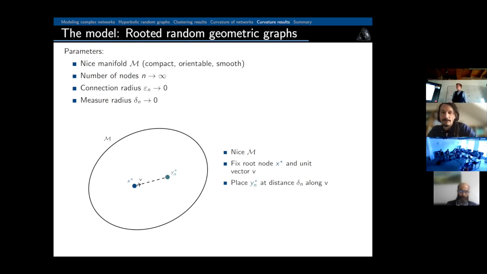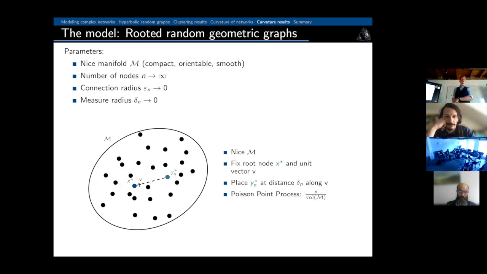So we add these two points to the Poisson point process. We still sprinkle the Poisson point process and we still connect everything with the same rules. But this makes sure that we have these two fixed points for which we're going to compute the Ollivier curvature. Please note y_n is at distance delta_n, so as n goes to infinity, y_n gets closer and closer to x. Again, we're measuring a local property. So this is what we want.